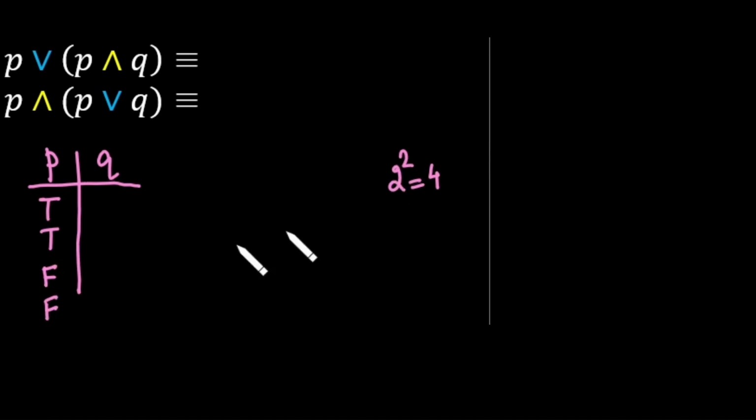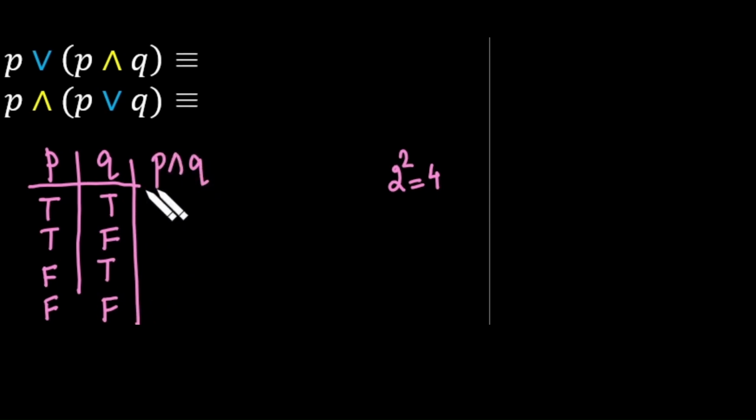If there are 4 cases, half are true and half are false. In the next column take half of 2, that is 1. So one time true, one time false, one time true, one time false. Now write P and Q. P and Q is true when both are true, that is only in the first case. Otherwise false.